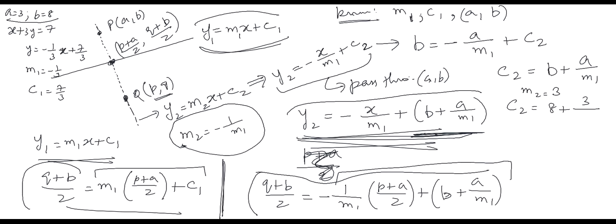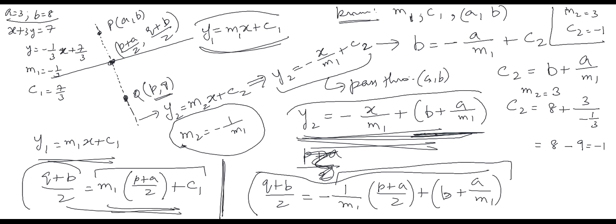That is going to be minus 1 over 3. Am I right? So this is going to be 8 minus 9, that will be minus 1. So we got these two values. Let me write it in the box here: M2 is equal to 3 and C2 is equal to minus 1. Am I right? Yes.